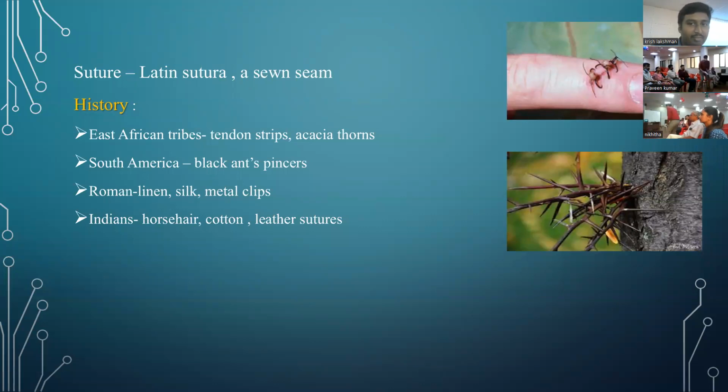The word suture is derived from the Latin word sutura, which means a sewn seam. While looking at the history, East African tribes used the tendon strips of animals and acacia thorns for closing wounds. In South America, they used black ants' pincers to close the wounds, as seen here. In Rome, they used materials such as linen, silk, and metal clips for gladiator wounds. And we Indians used horsehair, cotton, and leather sutures.